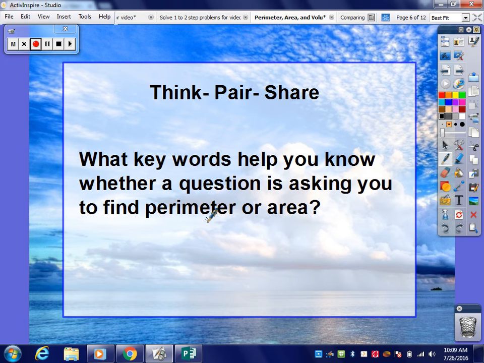Table 1, desk B. What's a word that helps us find the area? Surface. Do we agree if you're looking for the surface would be the area? Good. Raise your hand if you came up with anything else.